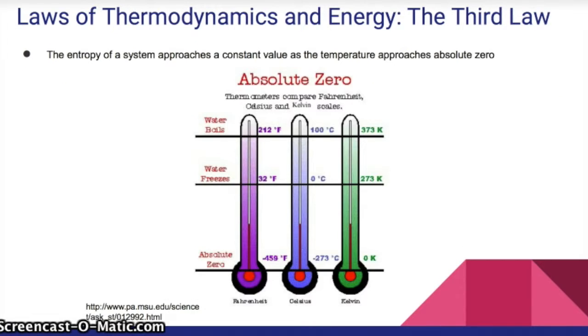Okay, last but not least, we got the 3rd law, which states that entropy of a system approaches a constant value as the temperature approaches absolute zero. That's in kelvins. The entropy of a perfect crystal is at absolute zero. Take a look at the picture to get a better idea with more familiar temperatures.